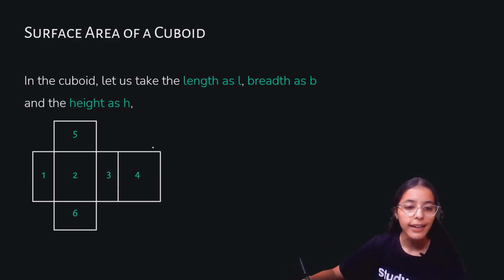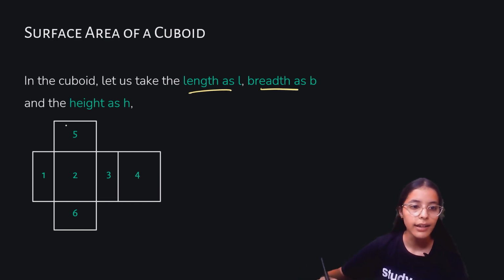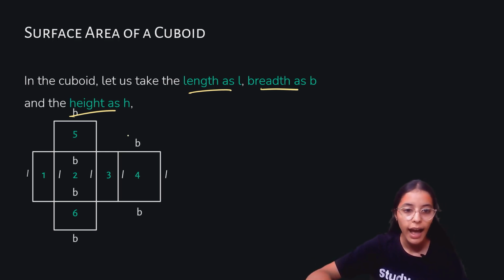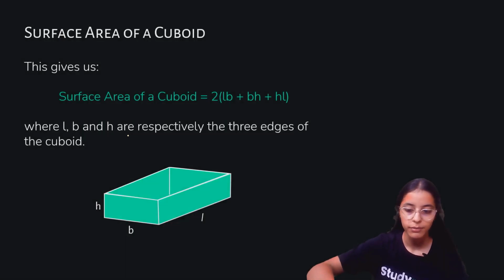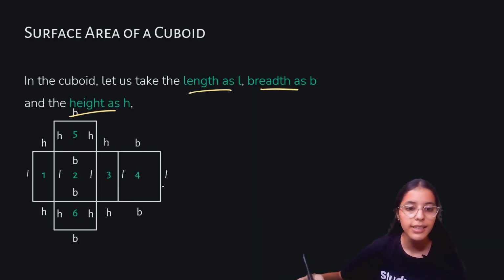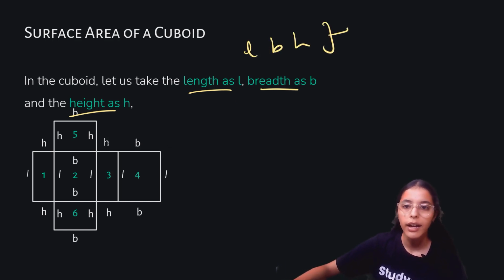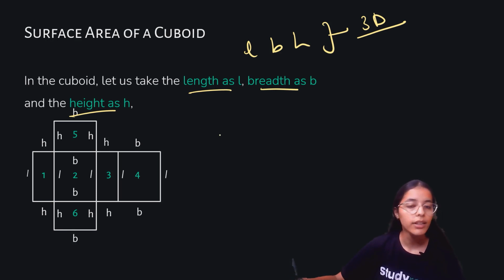Now let us move on to adding the surface areas of all 6 faces. But first let us mark the length, breadth and height. So if we take the length of the cuboid as L, we'll put L, and then we will take breadth as B, and height as H. So now you see that we have got a shape with all 3 dimensions, length, breadth and height, which are the particulars of a 3D object. Now we'll sum over all these 6 sides.